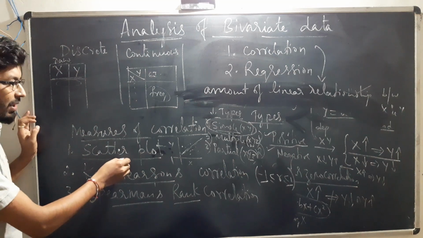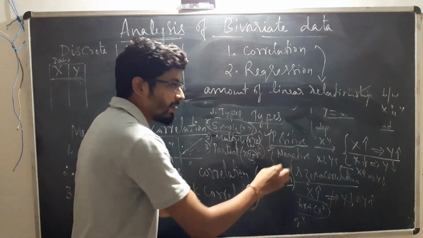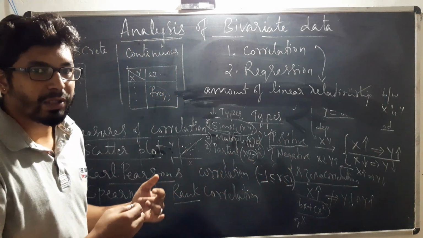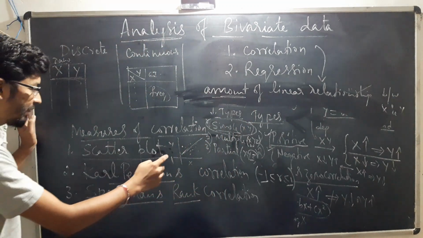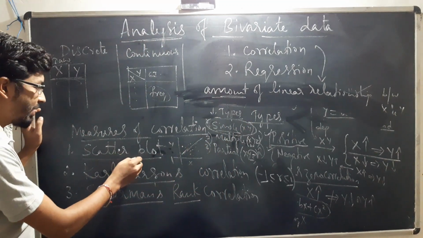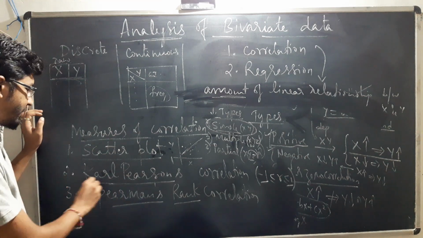So scatter plot is the graphical way. It just tells us what is the type of correlation, whether it is positive, negative, perfect positive or perfect negative, but the exact amount is not given by the scatter plot. So that is the major drawback of the scatter plot. To overcome this, we use Karl Pearson correlation.